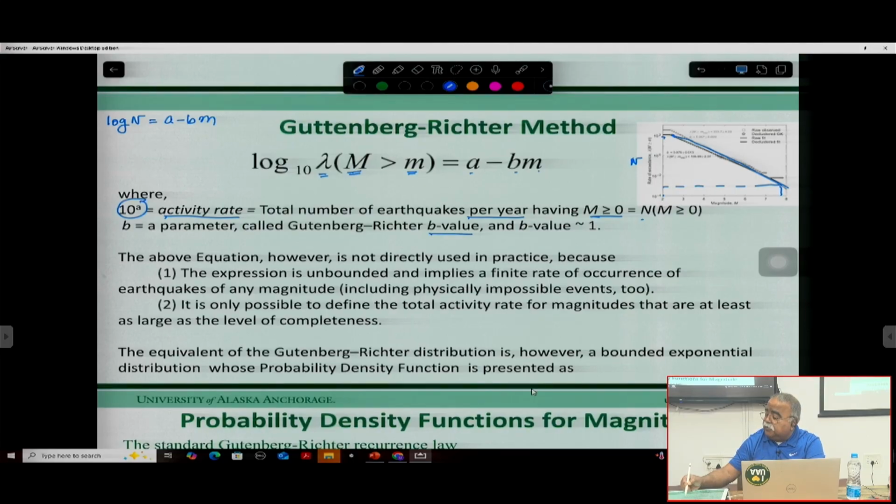We call it the b value, and this b value is basically related to the slope of this curve, right? So at some point the slope might be like this, in some area the slope might be like this. So how much will be the slope between n and m of a particular fault part or particular zone? That is what we are trying to calculate. Now, if your m equals 0, that means a 0 magnitude, so whatever is the number will come to 10 to the power a. So you can calculate the value of a on that part, right?